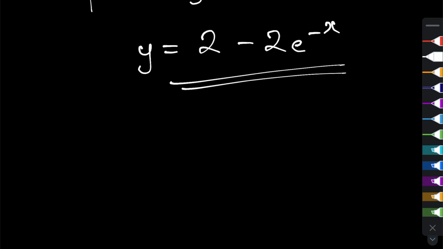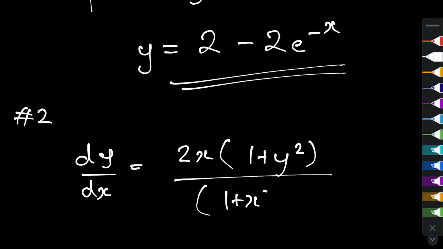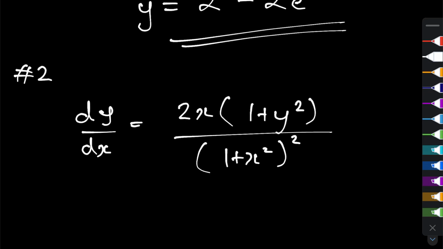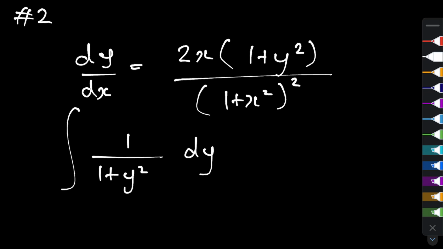So say we have dy/dx, so still a first order, is equal to 2x times 1 plus y squared divided by 1 plus x squared squared. So this looks nasty, but let's try solving it the way we would for any separable equation. We can separate this out into the integral of 1 over 1 plus y squared dy equal to the integral of 2x over 1 plus x squared dx.